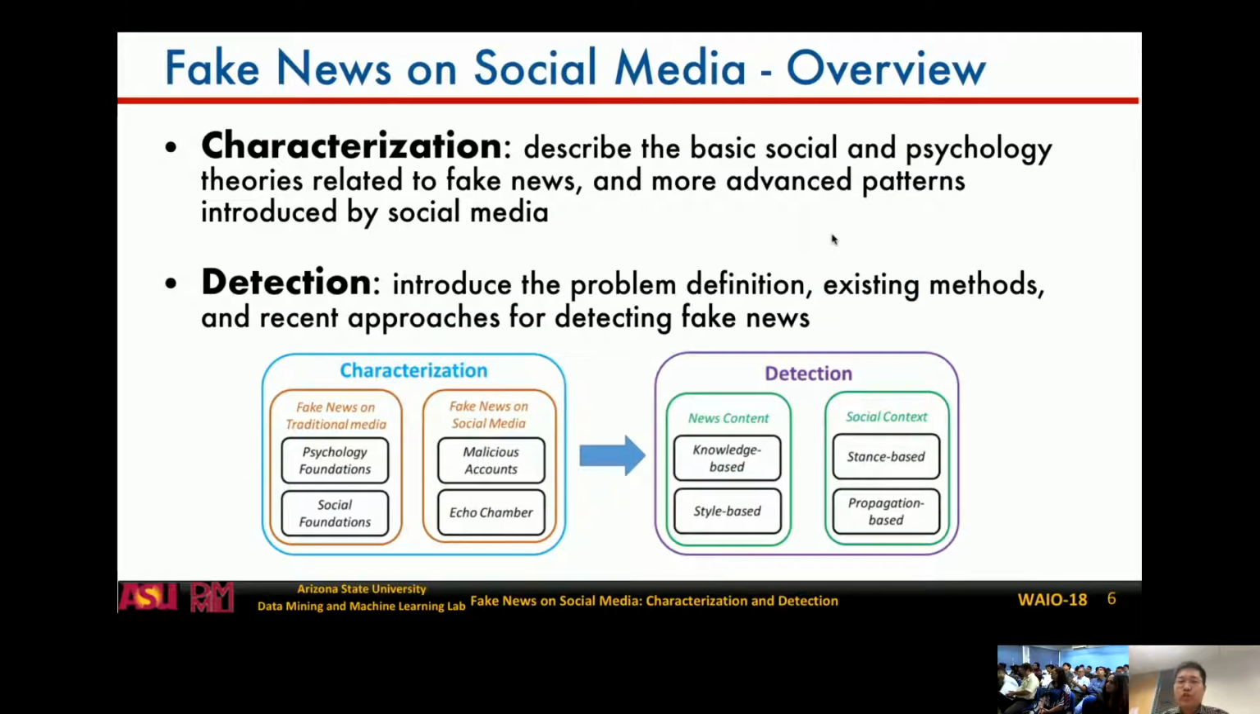For characterization, we try to understand why people are gullible to fake news and why it's spreading so crazily on social media. So we try to understand the theories behind the fake news problem. And based on this understanding of theories, we try to go one step further. We try to use these theories to build machine learning algorithms to differentiate fake news and real news. You can look at this figure. I will first introduce some social and psychology theories behind fake news, and then I will move on to how to detect fake news.